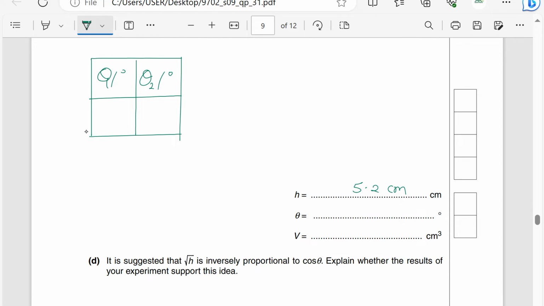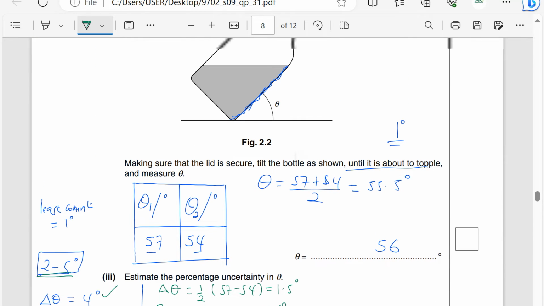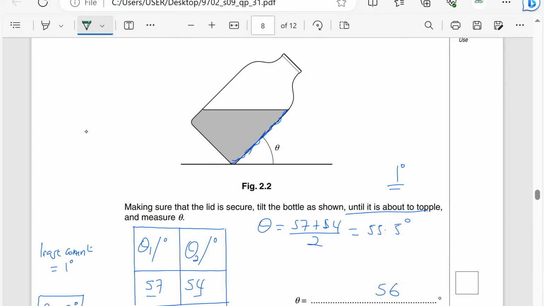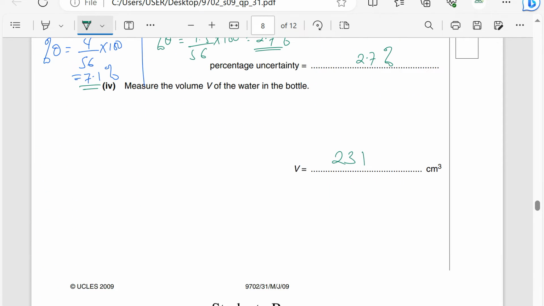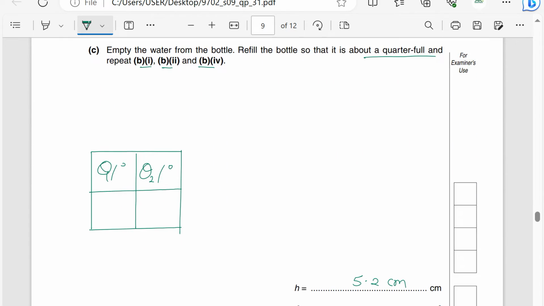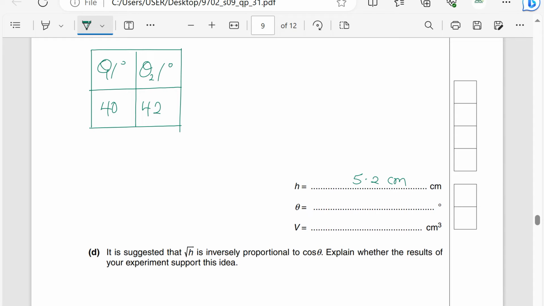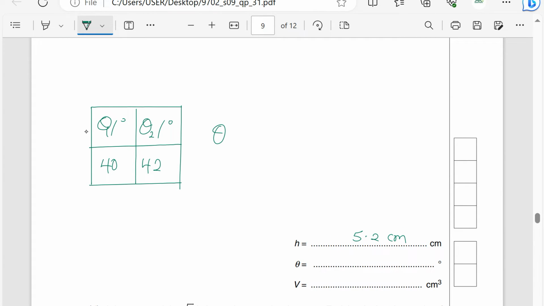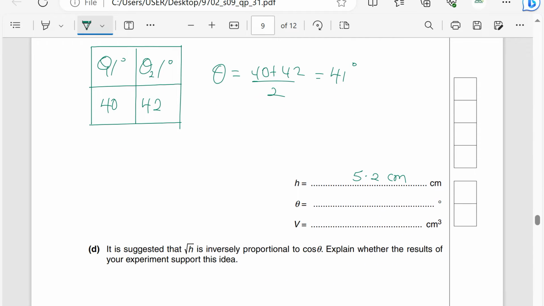So the first attempt, remember we are repeating B, which involves tilting until it is just about to topple, then measure theta when it is just about to topple. Of course, when the liquid is reduced, the angle of toppling becomes smaller. You can try that in your lab and see. My students' measurements included 40 for the first attempt and 42 for the second attempt. You may not get the same answers when you are carrying out the experiment. So this student has her value of theta as 40 plus 42 divided by 2, which is 41 degrees.